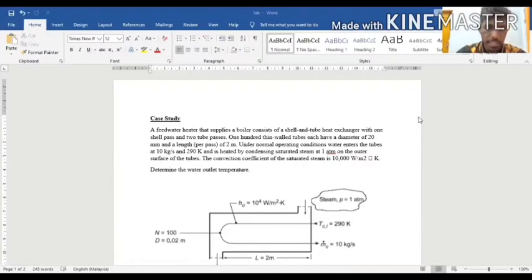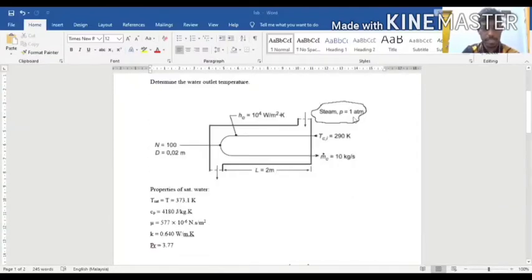Okay, now we see the case study. A feed water heater that supplies a boiler consists of a shell and tube heat exchanger with one shell pass and two tube passes. 100 thin wall tubes each have a diameter of 20 mm and a length of 2 meters. Under normal operating conditions, water enters the tubes at 10 kg per second and 290 Kelvin, and is heated by condensing saturated steam at 1 atm on the outer surface of the tubes, which is the shell. The convection coefficient of the saturated steam is 10,000 W per meter square Kelvin. We are going to determine the water outlet temperature.